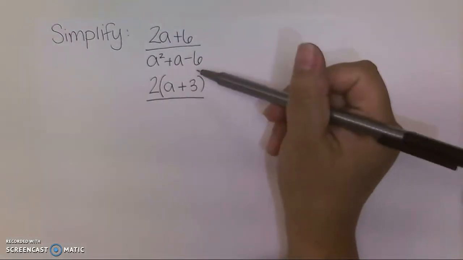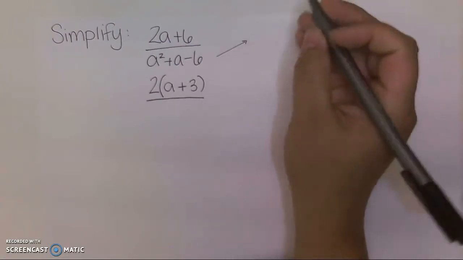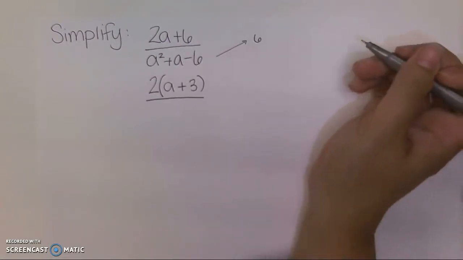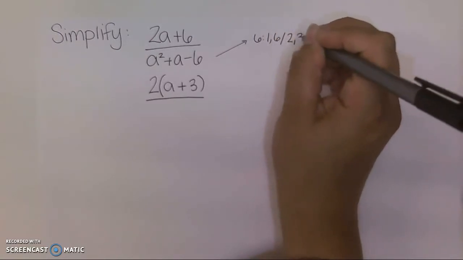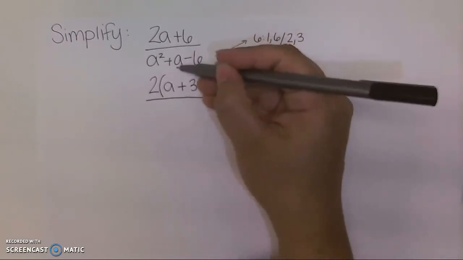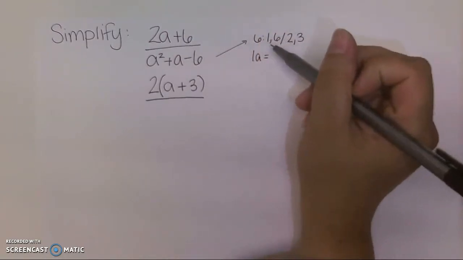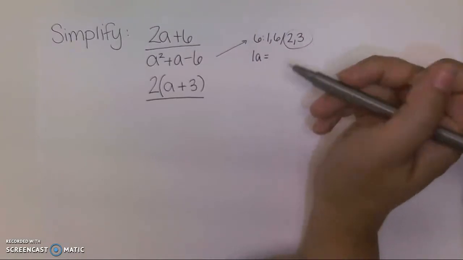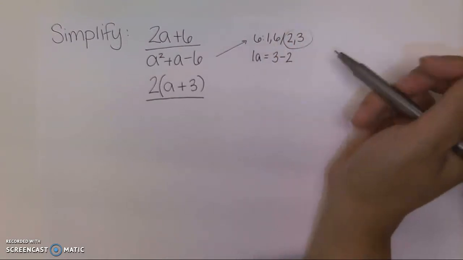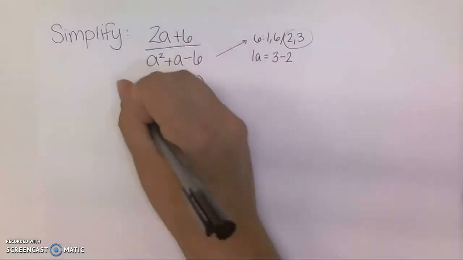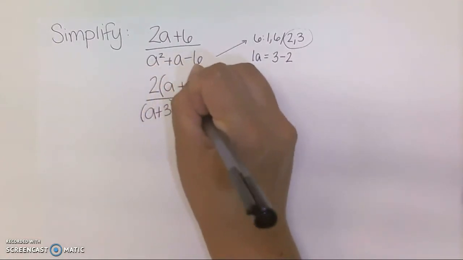The bottom is a little bit trickier because the bottom is quadratic. We do know how to factor quadratics, though. Remember, we look at the constant, which in this case is 6. Factor pairs of 6 are 1 and 6, and 2 and 3. Now I need to figure out how to get 1a. So how do I get 1 from these factor pairs? I have to use 2 and 3, don't I? So 3 minus 2 gives me 1. So I'm going to do a plus 3, a minus 2.